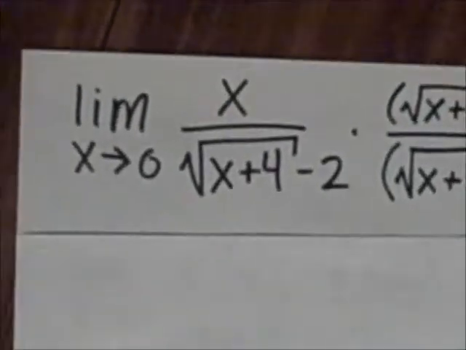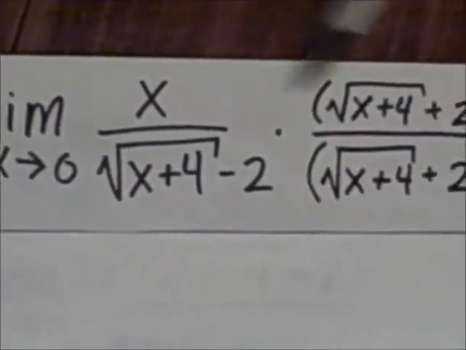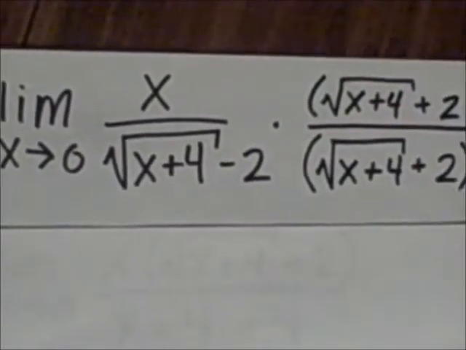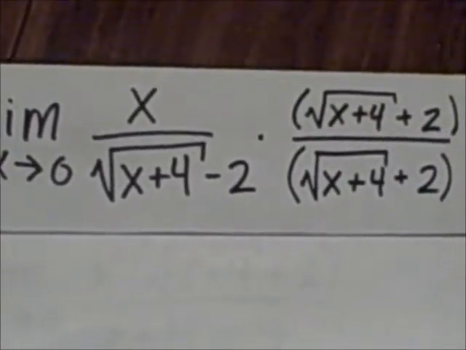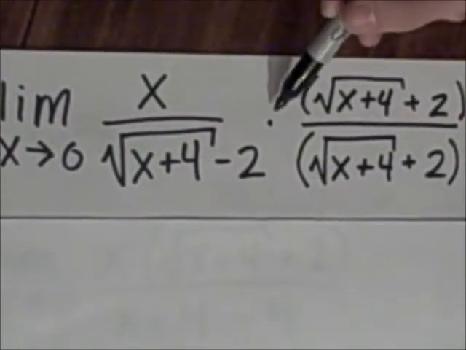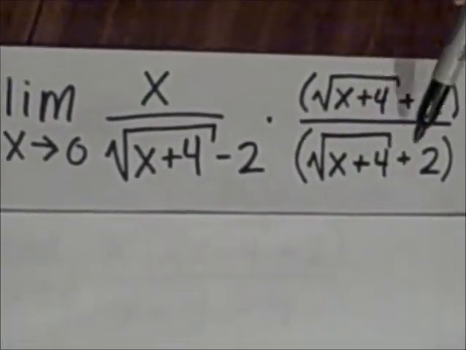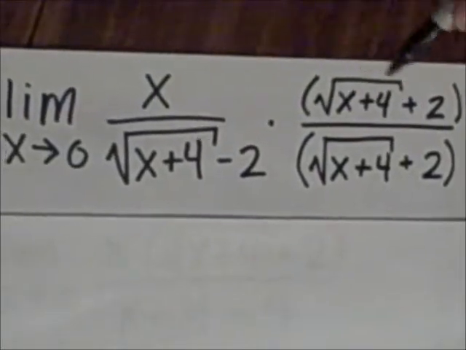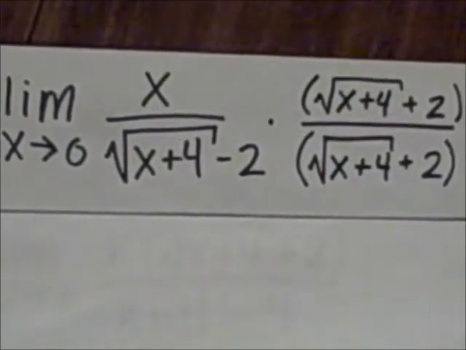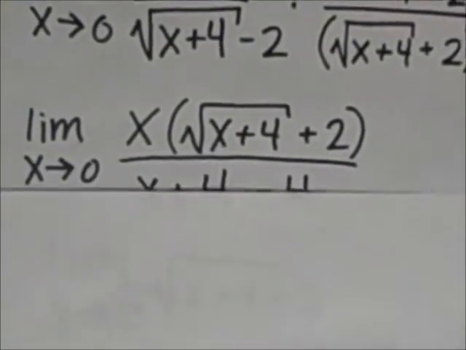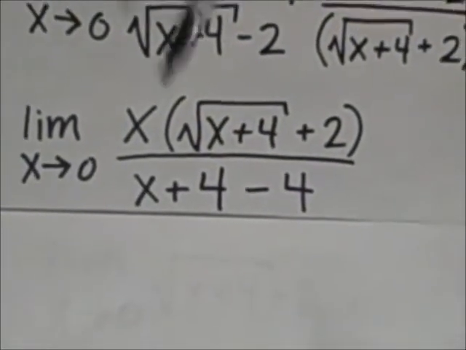So as we move on, we come back to our original problem here, which is as x approaches 0, the limit of x over the square root of x plus 4 minus 2. We want to rationalize this, so we are going to multiply this by the square root of x plus 4 plus 2 all over the square root of x plus 4 plus 2. So this will get rid of the bottom square root, as seen here.